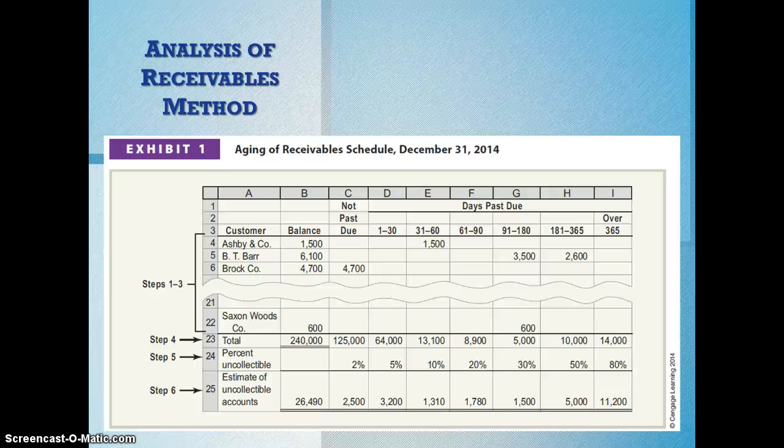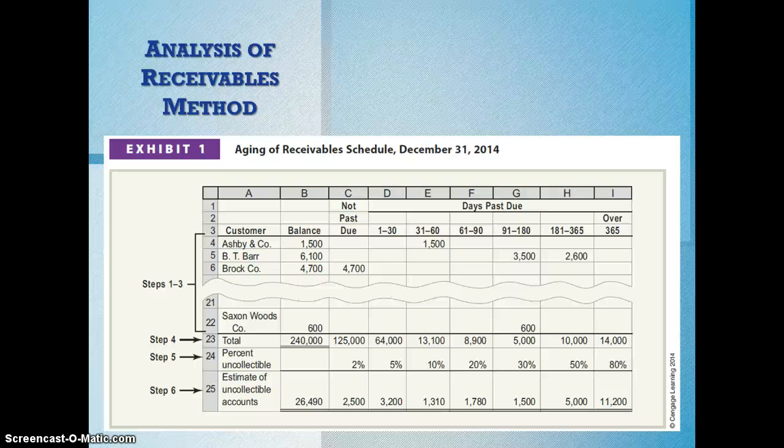And you'll notice that under the not past due column, column C, only 2% of those we expect to be uncollectible. But of course, the further out they go, the more we expect them to not be collected. The more past due they are, the least likely we are to actually get the money. So our percentages definitely increase. When we add up row 25, step 6 there, we add up the amount we expect to be uncollected. We end up with a balance of $26,490.